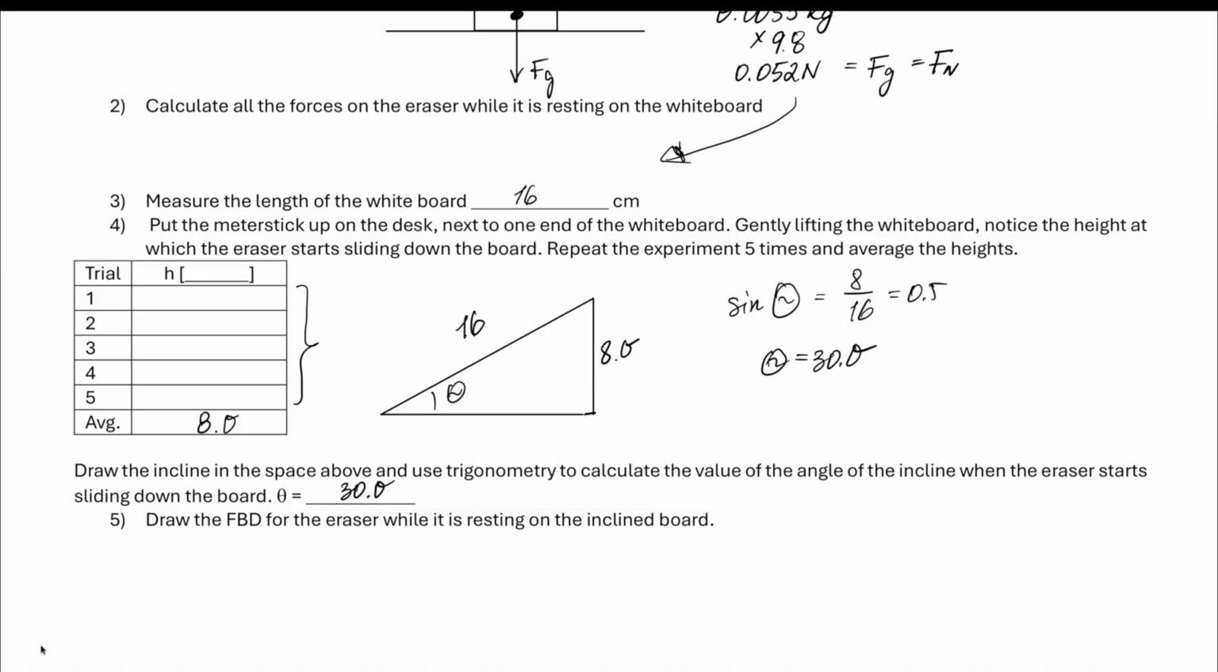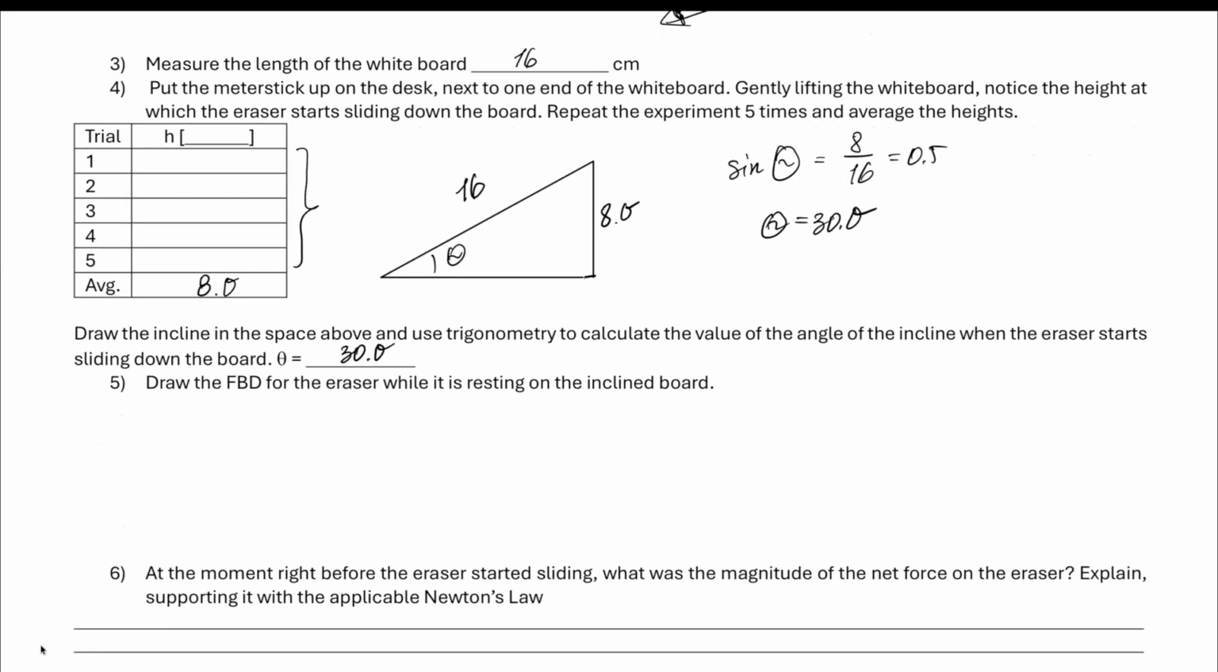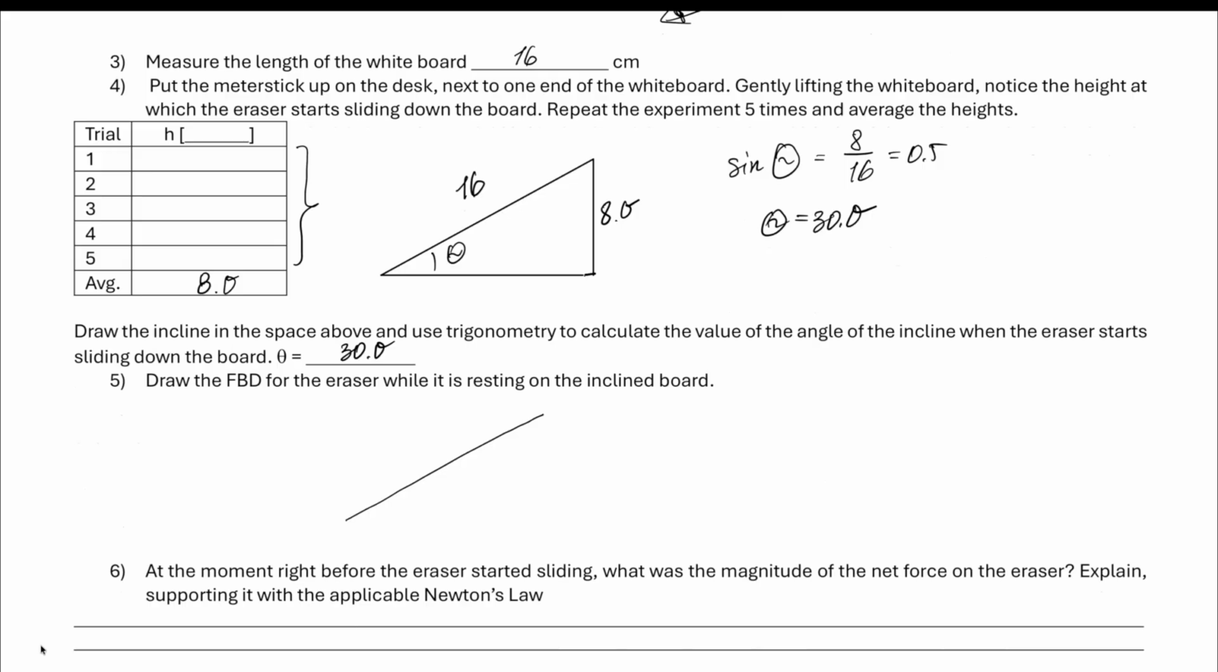Y'all had your own. Now, draw the FBD for the eraser while it is resting on the inclined board. So at my 30-degree incline, there you go. Then you have your gravity straight down, which now has 2 components. Horizontal is taken care of by friction. Vertical is taken care of by normal force. So force normal, normal, friction static, mg.